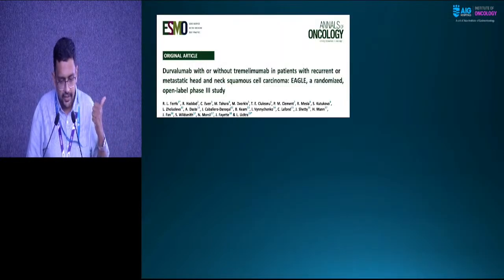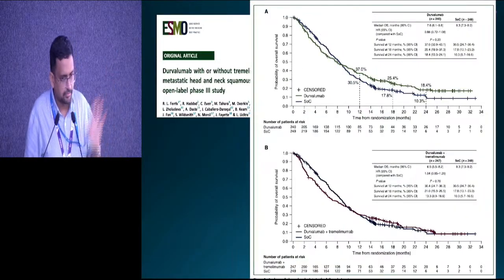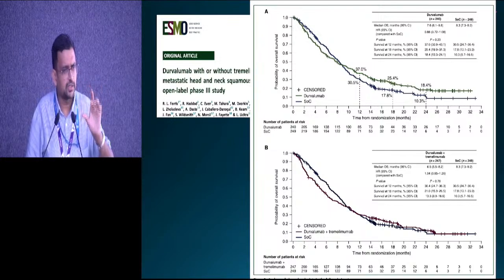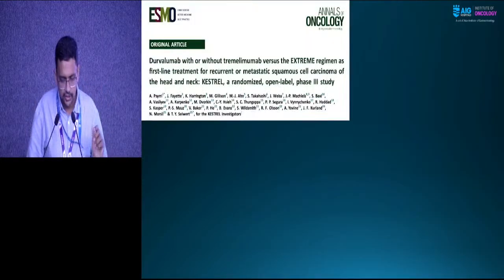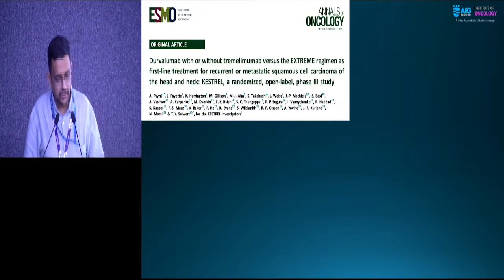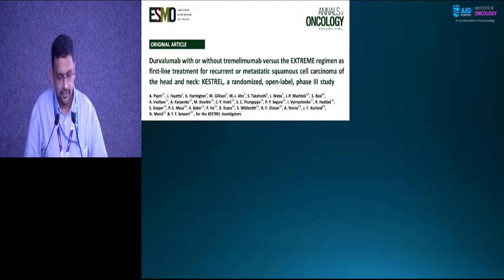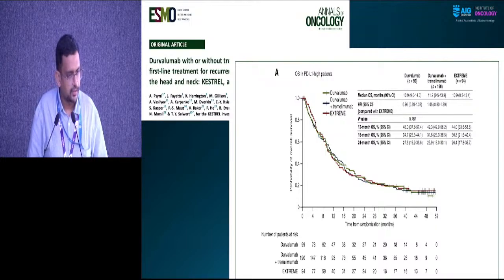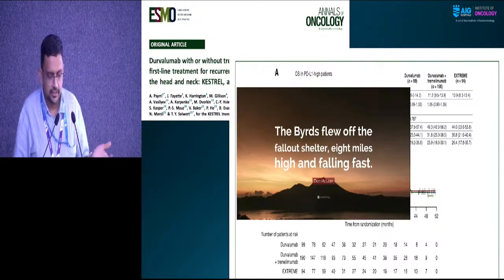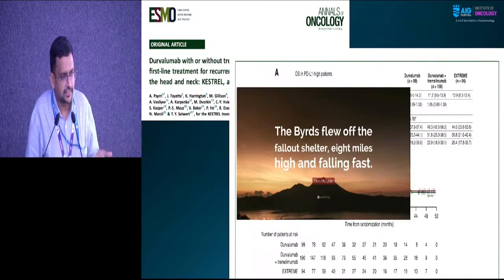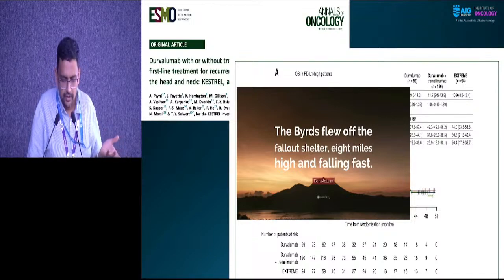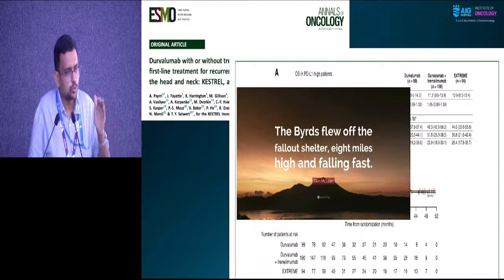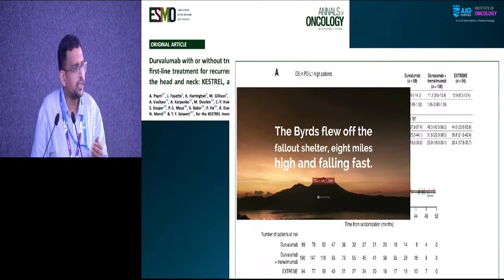You have the EAGLE study, which was durvalumab in the refractory setting. No difference. Again, the numbers are similar, 10 months, 11 months, but no overall survival advantage. You had the KESTREL study, which again looked at durvalumab with tremelimumab compared to EXTREME in first line platinum sensitive disease. No difference. So, like the famous song goes, the birds fell off the high shelter; the EAGLE and the KESTREL studies have all failed. So the birds are falling. That tells you that not all immunotherapies work. If you want to use something, use what the original KEYNOTE study used, and then you'll probably get your results.